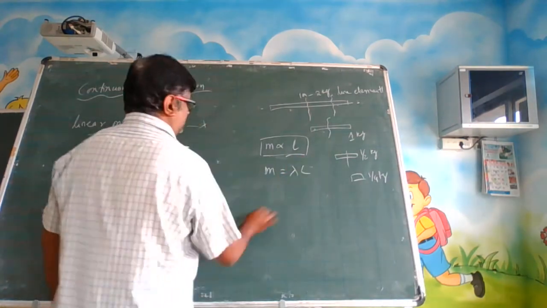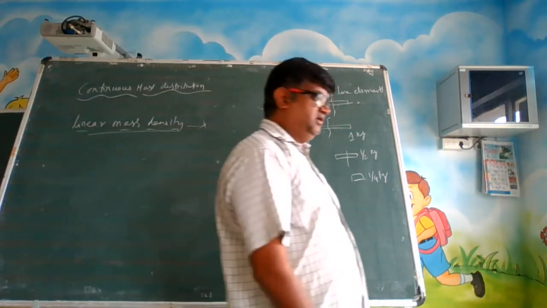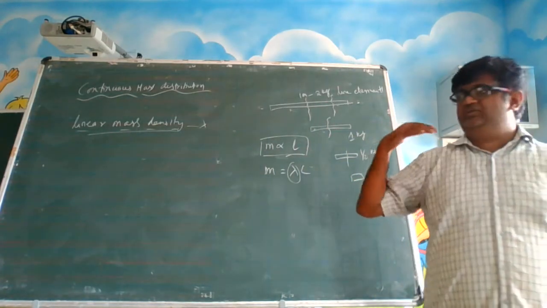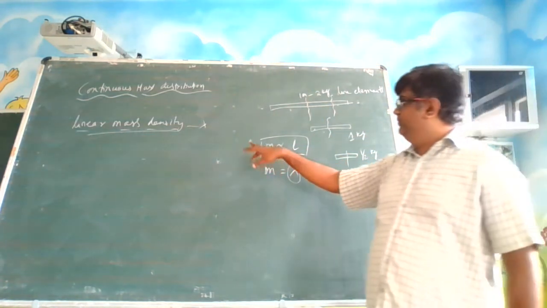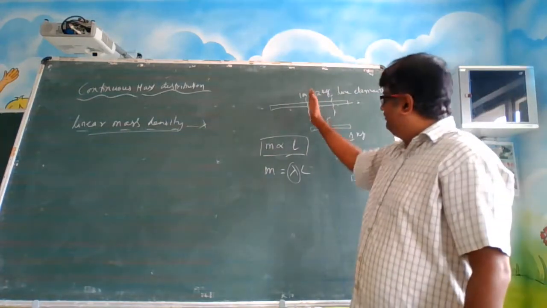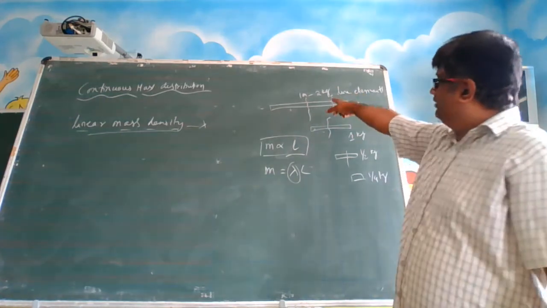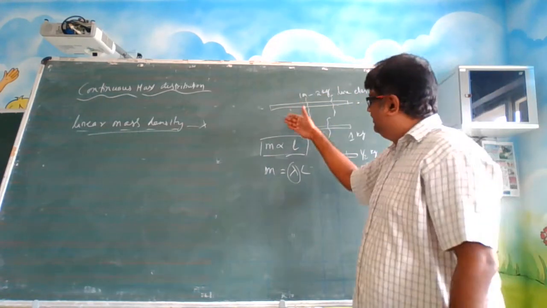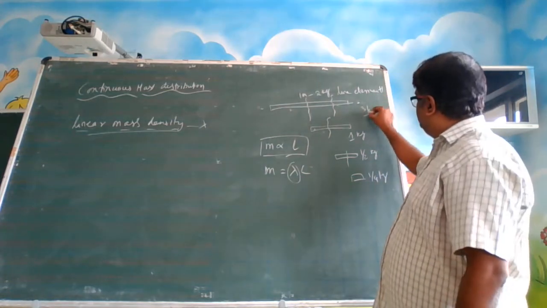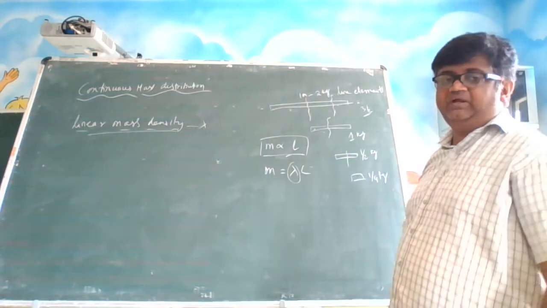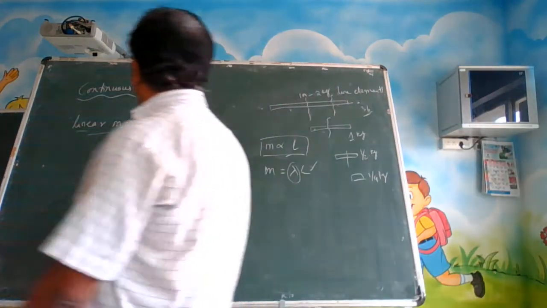This is called linear mass density. That means the mass is uniformly distributed along this rod. If I take half the length, I get exactly half a kg. If I take the full length, I get 2 kg. If I take 3/4 length, how much do I get? 3/4 of 2 kg, it is 3 by 2 kg. So it is uniform, right? This is the relationship when you are talking about linear mass density.